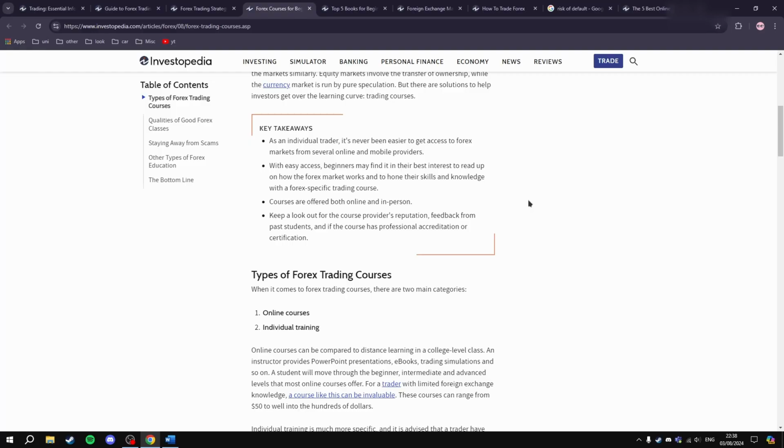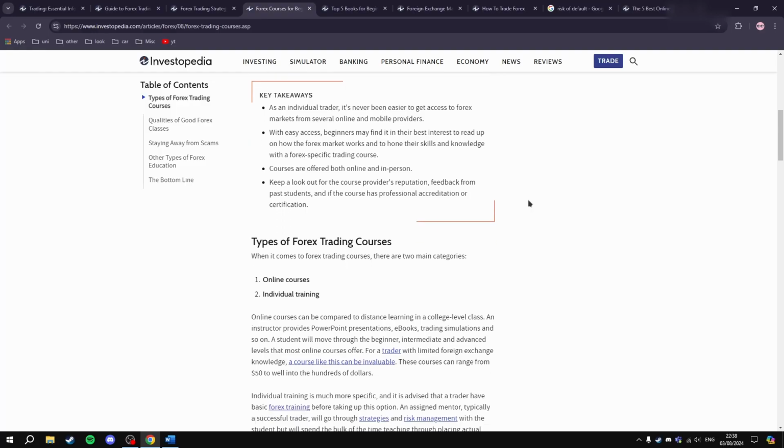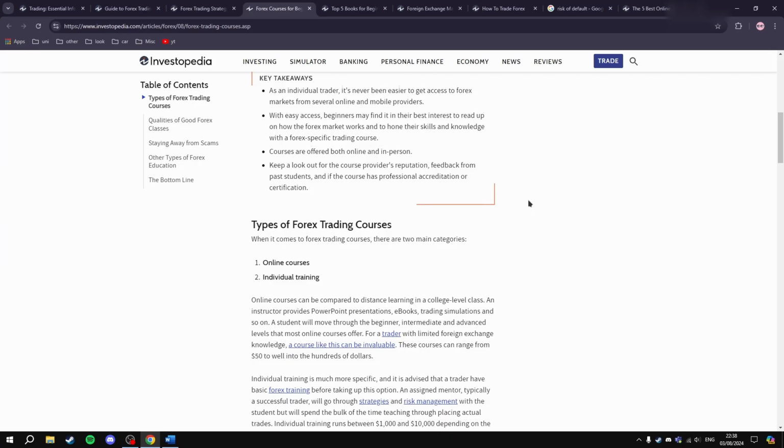Trading courses. Key takeaways. As an individual trader, it's never been easier to get access to Forex markets from several online and mobile providers. With easy access, beginners may find it in their best interest to read up on how the Forex market works and to hone their skills and knowledge with a Forex-specific trading course. Courses are offered both online and in person. Keep a lookout for the course provider's reputation, feedback from past students, and if the course has professional accreditation or certification.